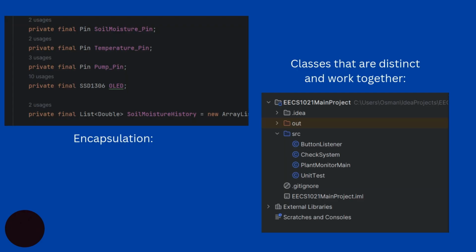For learning outcome 2, I went from having one long unorganized class to having multiple distinct classes. I also implemented the process of encapsulation by data hiding my private variables for specific uses.